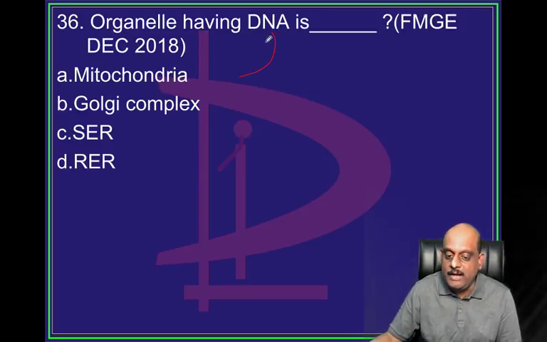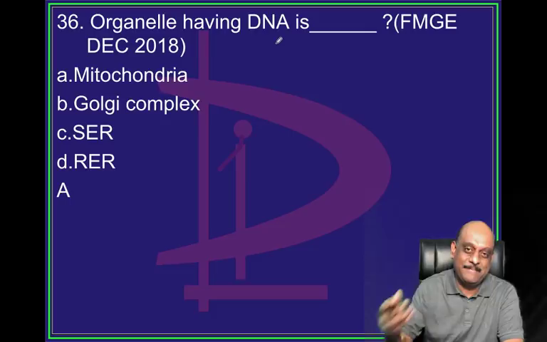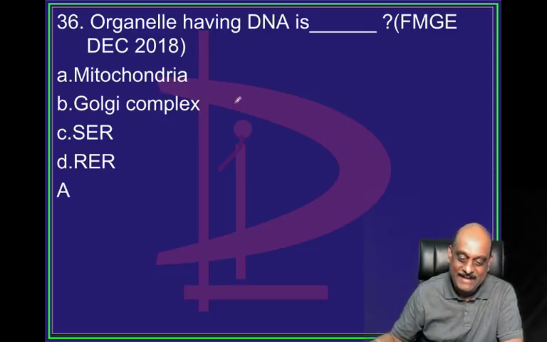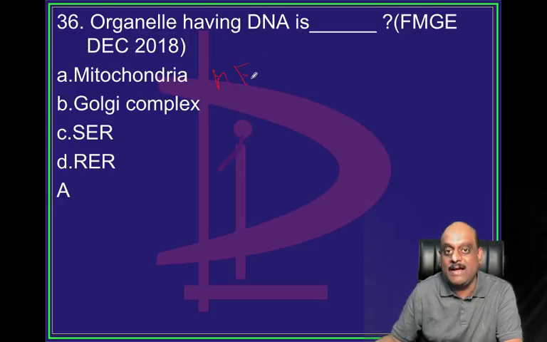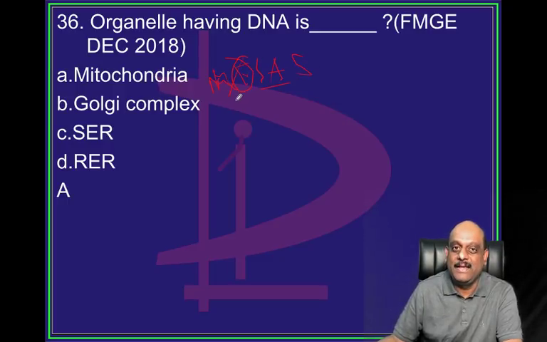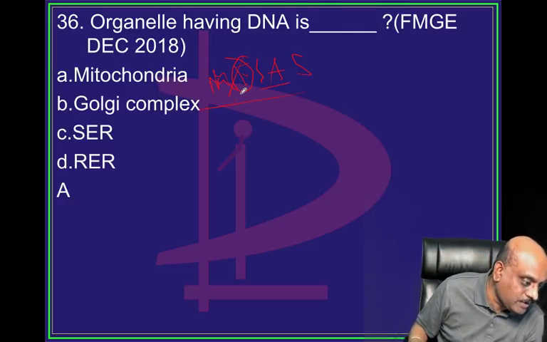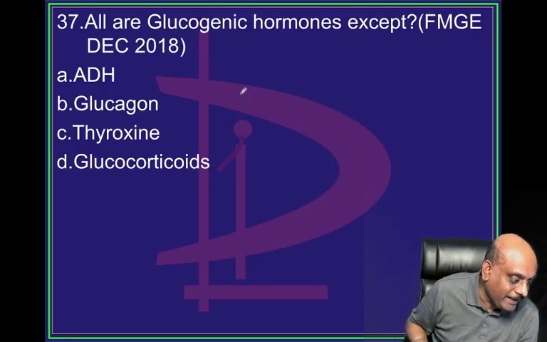The organelle having DNA, mitochondrial DNA. This is a biscuit question. MELAS. What is MELAS? LA means lactic acidosis. S is stroke-like episodes. Myopathy. Right? So that is called mitochondrial disorder is what you need to basically remember.